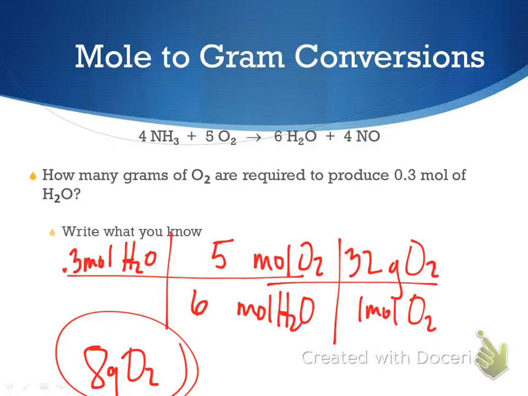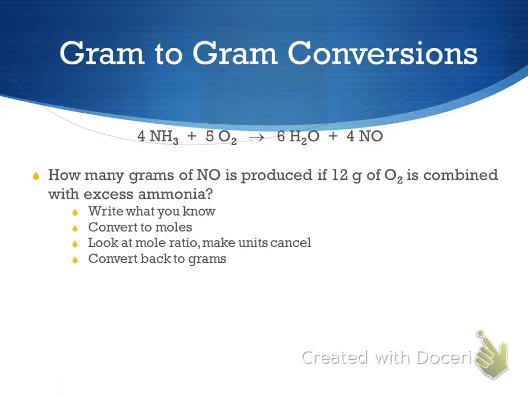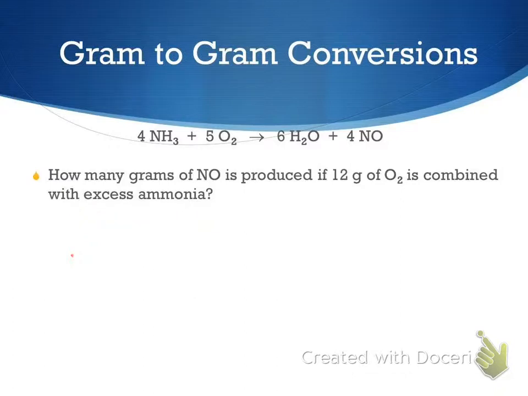Okay, questions with that? Now we're going to go one more step. Grams of a starter to grams of our final, or unknown. Grams of our known to grams of our unknown. How many grams of NO is produced if 12 grams of O2 is combined with excess ammonia? This is a lot of words that just tell us what to do, even though we know what to do. So I'm going to get rid of that. This term of excess ammonia is just saying we're going to put in our 2 starter amounts. We're going to put 12 grams of oxygen in, and a lot of extra ammonia. So that oxygen is the limiting reactant, and we're going to talk about limiting reactants later. But right now, that doesn't affect the way you solve the problem. It will later, but right now it doesn't.